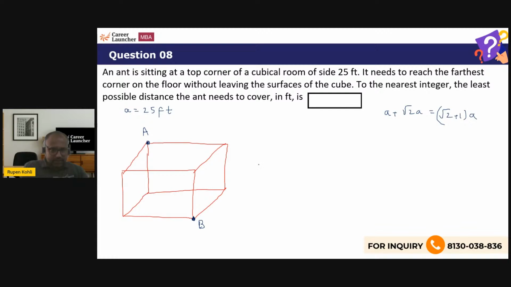Right? You covered the edge length, and then from here you went like this. I'm not drawing it, but I hope you can understand. I'll give you the much better approach.